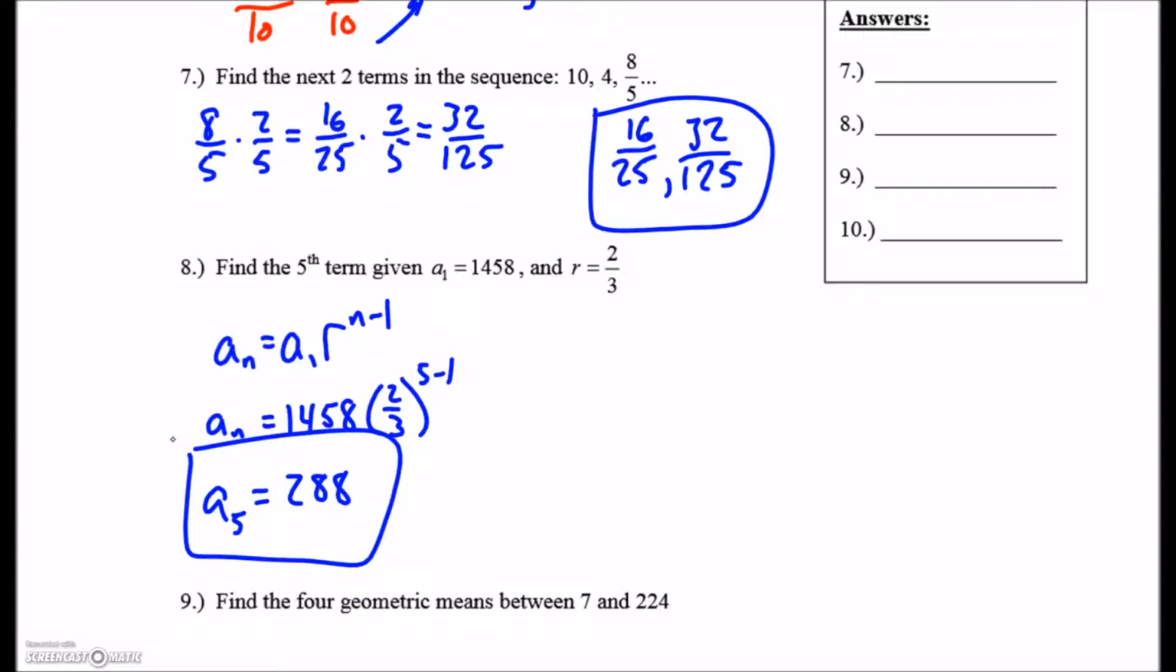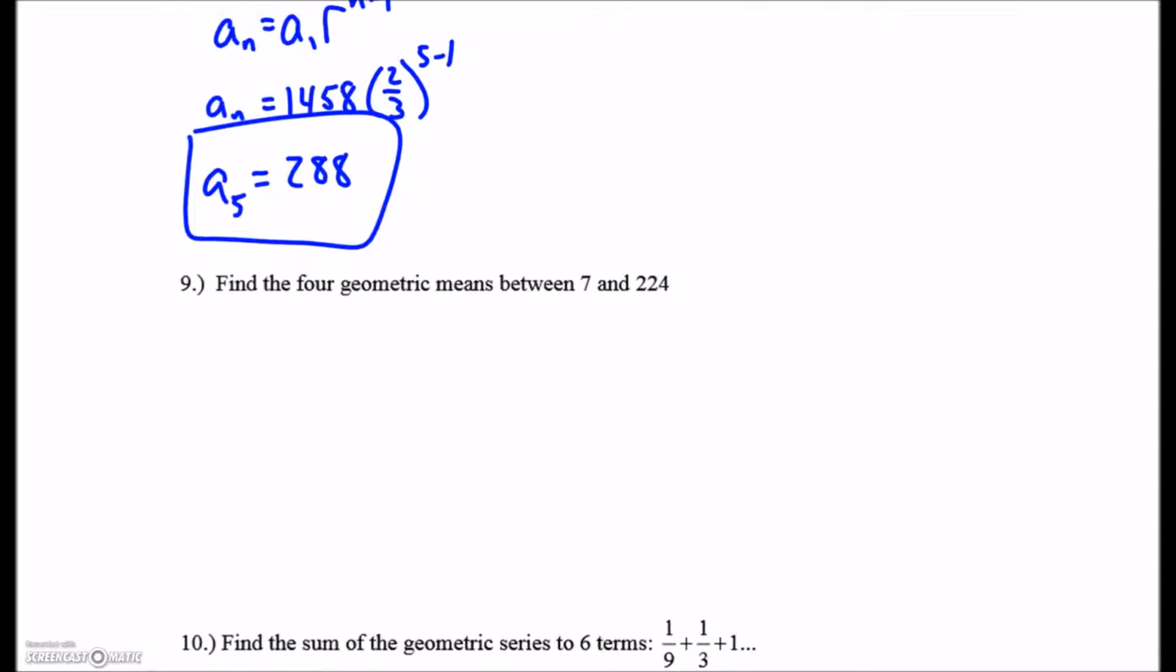Okay. If I look at the next one, it's asking us to find the 4 geometric means between these. So if I've got a 7 and then I have 4 geometric means, so I have 4 blank spaces here, and then the 224. And really, since it's geometric, for a geometric sequence to get from term to term, I just have to simply find the r value. So I need the thing that I'm multiplying by each time. So I'm going to take my formula, a sub n equals a sub 1 times r to the n minus 1. And I just plug in what I know.